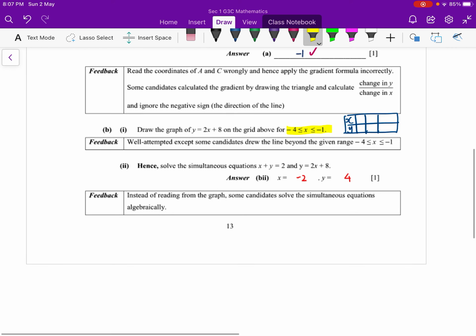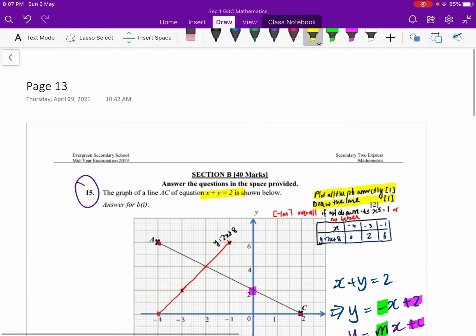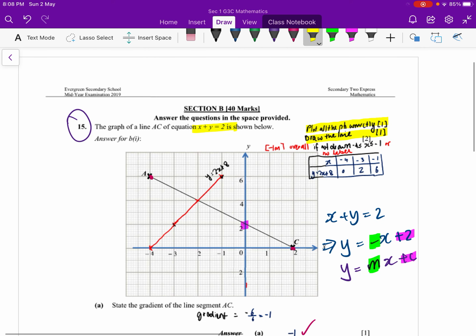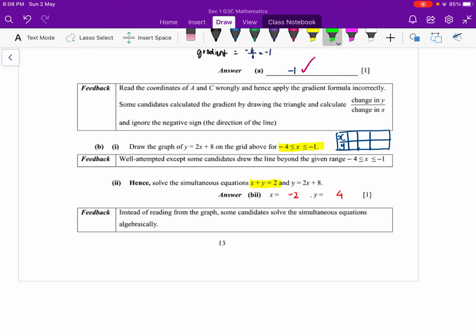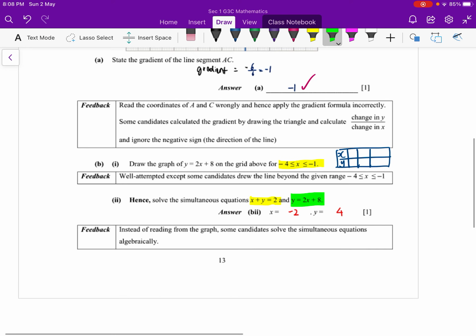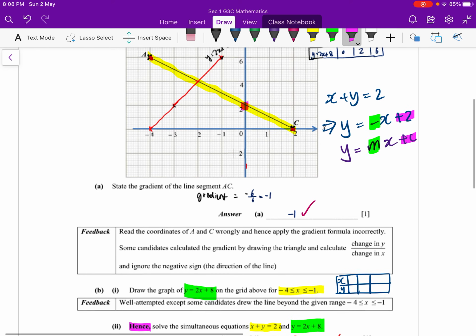The next portion says, hence solve the simultaneous equations. And what are these two equations? The first one we have is x plus y equals 2. So x plus y equals 2 is the original graph that was given, and they want you to use the next equation of y equals 2x plus 8, which is what you have just drawn. So this word hence implies you must use your answer in part 1. Any other way of solving it, even if the answer is correct, you will not be awarded any marks.